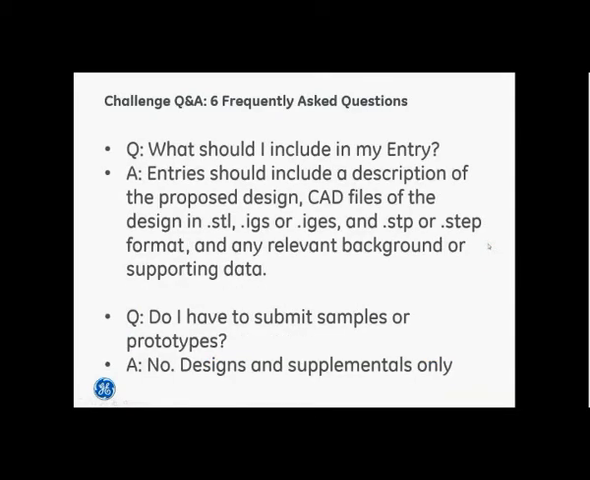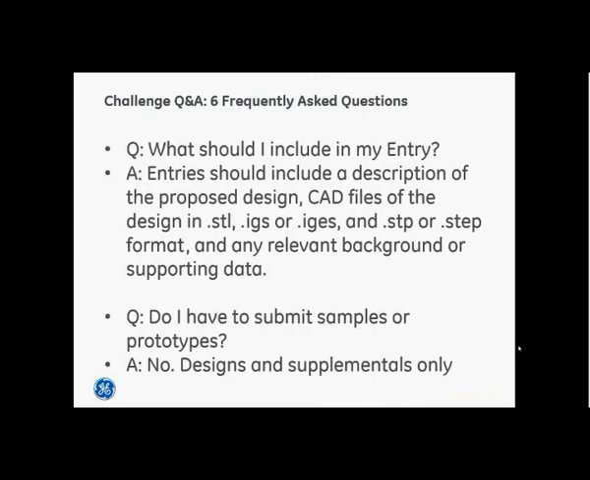Great. What should I include in my entry? The primary piece of any entry that's submitted is going to be the CAD files or the 3D design files. At this time, we're accepting a variety of file types, primarily STL, IGS, IGES, STP, or STEP format. Those all need to be considered when you're submitting. We will not be accepting things in the form of a standard JPEG or any sort of image files. We need to have actionable documents for GE to be able to reference and work from. This will also ensure continuity and just make sure that everybody's on the same competitive platform.